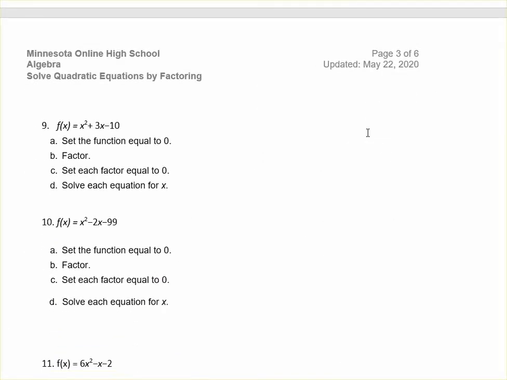Let's look at number 10. In number 10, we are first supposed to set the function equal to 0. You can either put 0 equals, or you can write the equation this way, equal to 0. Either way. And then we're going to factor. So when we factor, we put our 2 sets of parentheses, and then x and x, because our first term is x squared.